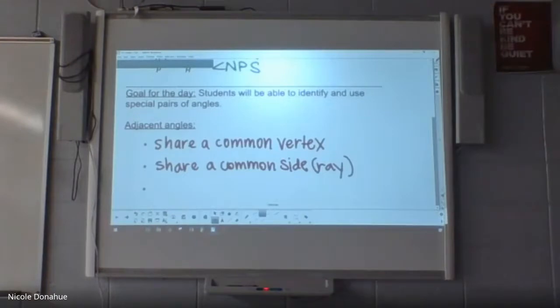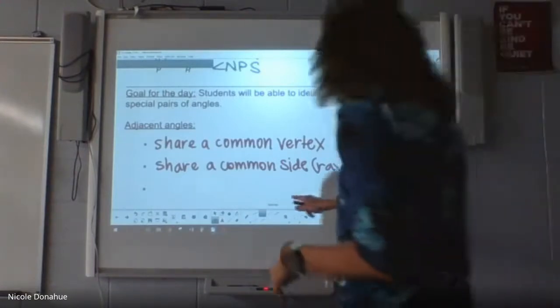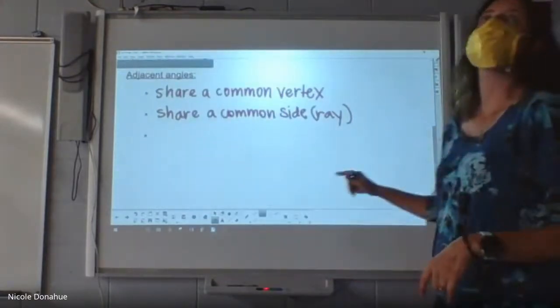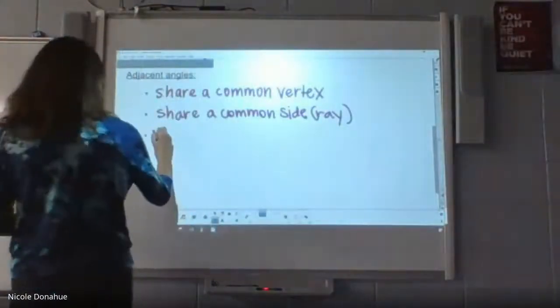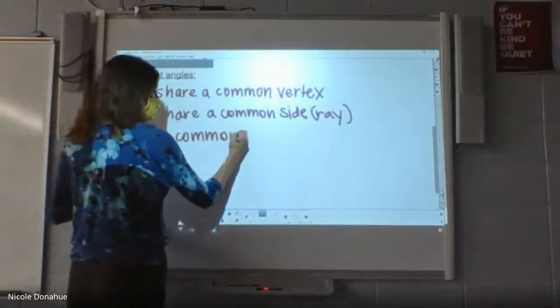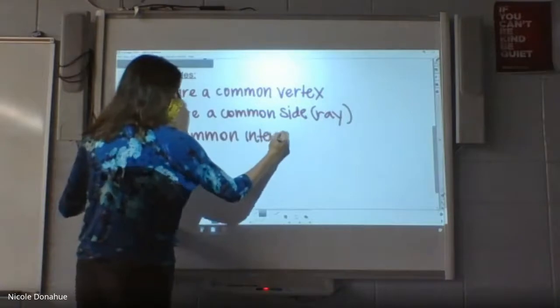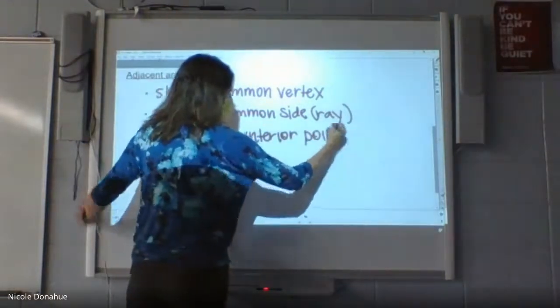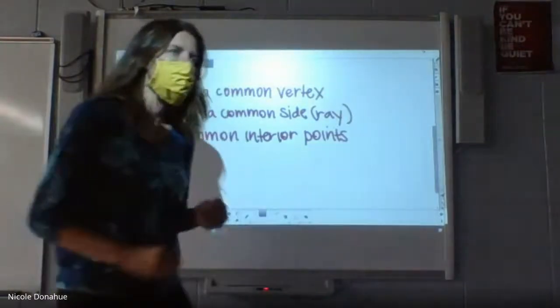And then the last thing is actually kind of a confusing idea until you actually see it. They have no common interior points, and I'll explain it in a second. I'll show you an example of what that means here in a second.